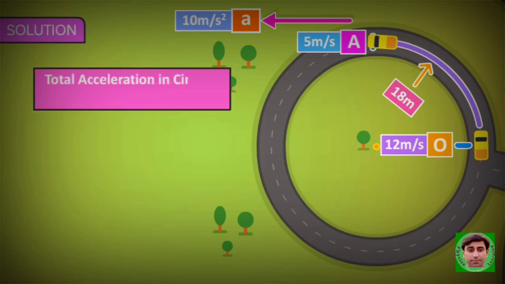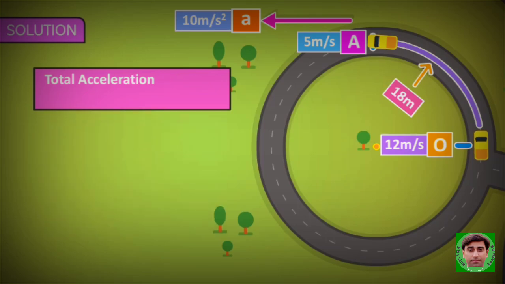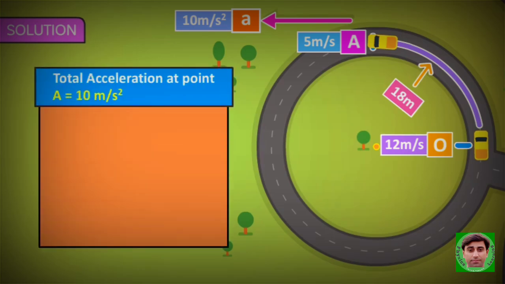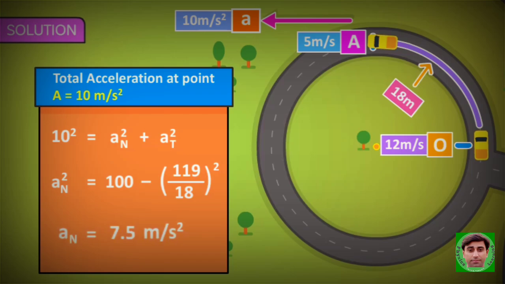Now, total acceleration in circular motion is given by the formula square root of the square of normal acceleration plus the square of tangential acceleration. Using total acceleration at point A, given as 10 meters per second square, and the tangential acceleration calculated above, we can find the normal acceleration at point A. Normal acceleration at point A is equal to 7.5 meters per second square.